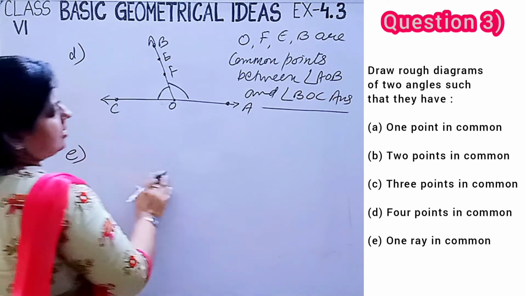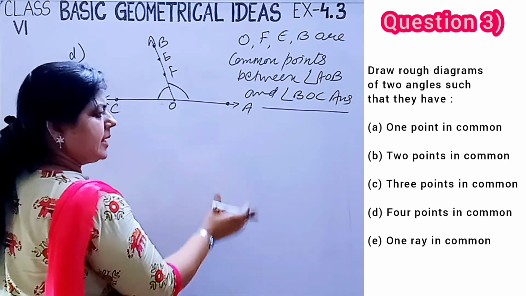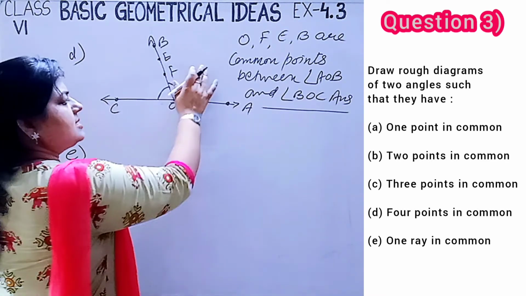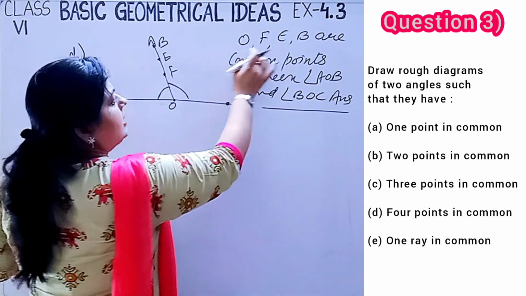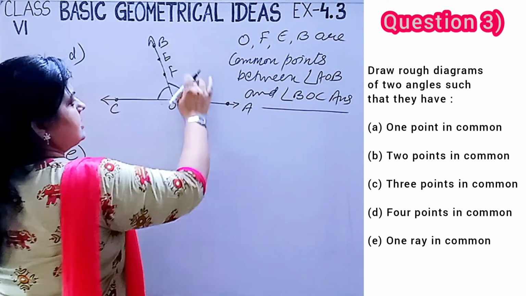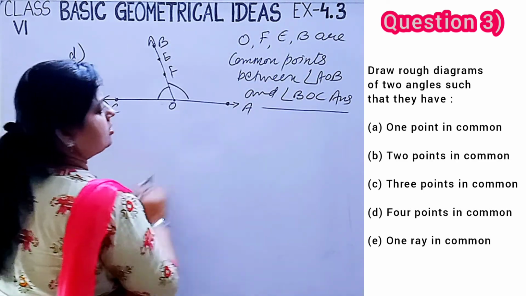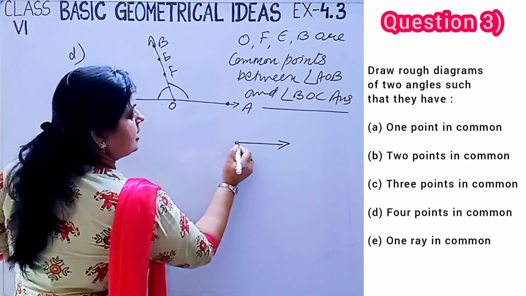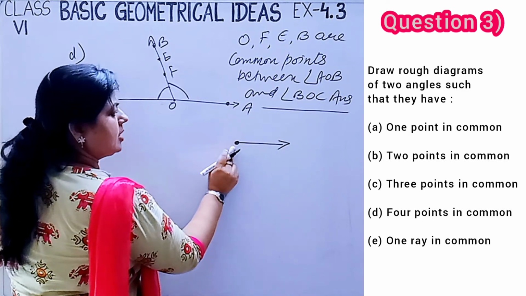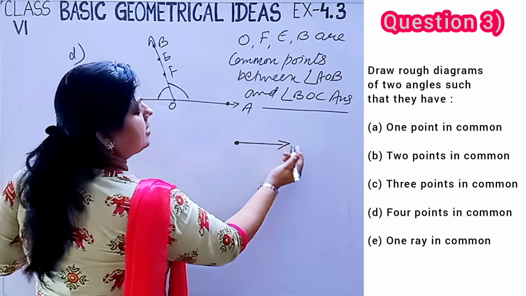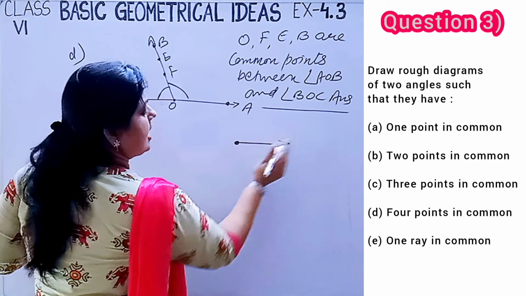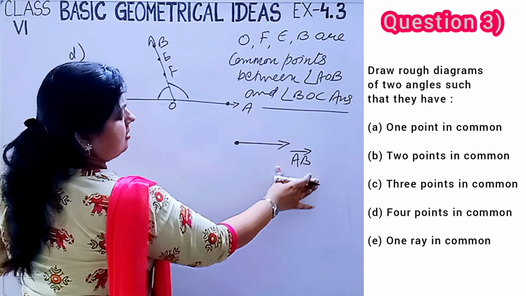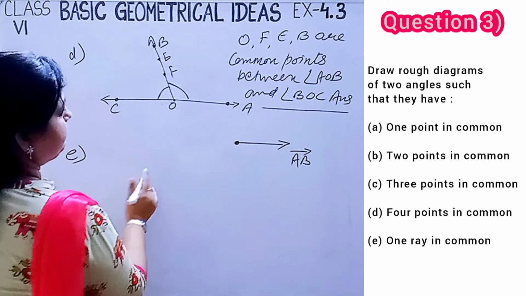E part. We have to draw a rough diagram of two angles such that they have one ray in common. In the previous question we had found points in common. But now we have to find a ray in common. And we all know what a ray is. A ray has a starting point. We know the starting point of the ray, but we don't know the ending point. So this is a ray, and the symbol of a ray is AB. Now we have to draw a figure in this way.